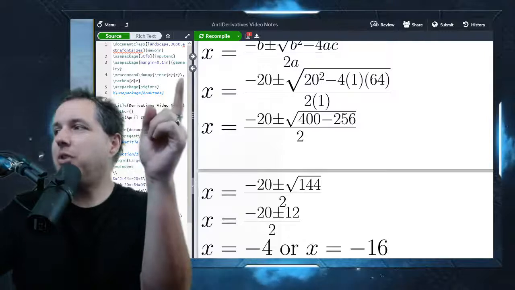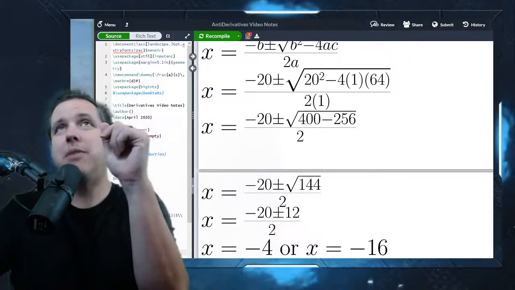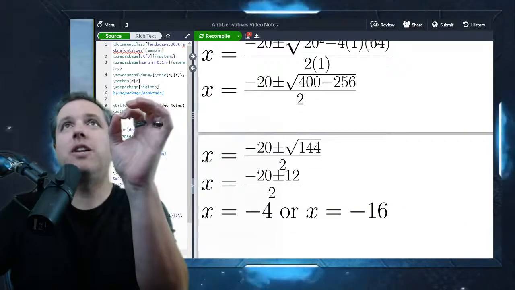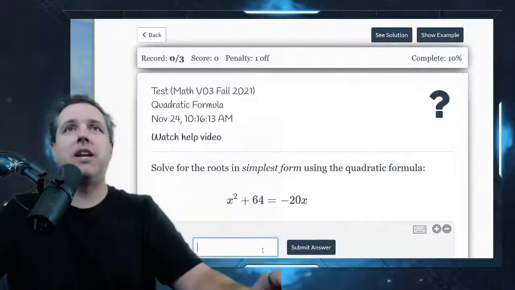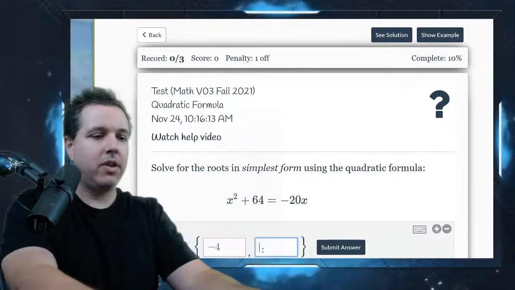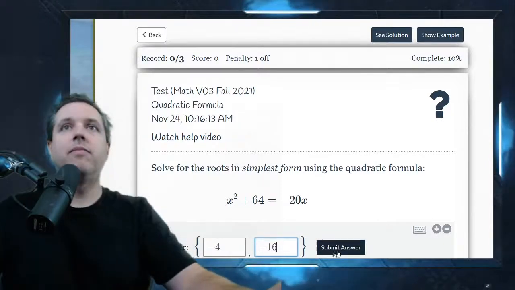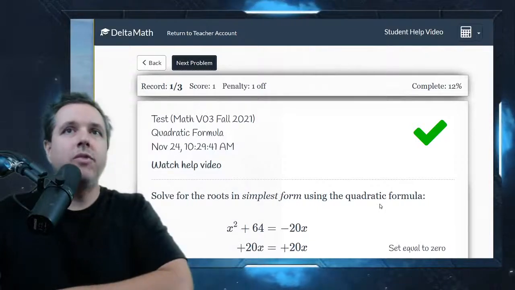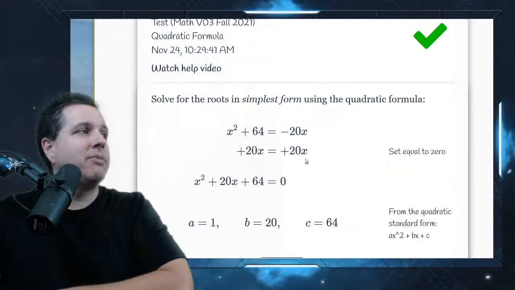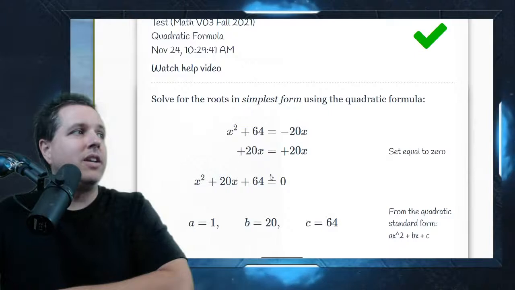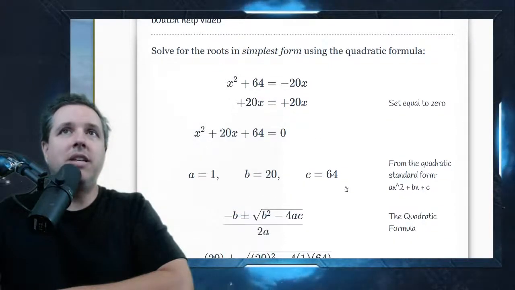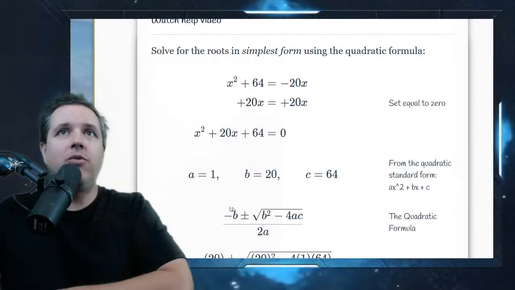It's entirely possible that I messed something up because it's easy to make mistakes in these, and especially when you're talking while you're doing it and trying to teach people, it's easy to make a mistake, but let's see if I got it. So negative 4 and negative 16. Okay, I got it. So you can see, though, they did the same steps I did. You get 0 on one side of the equation. You identify your A, B, and C. You write down the quadratic formula.